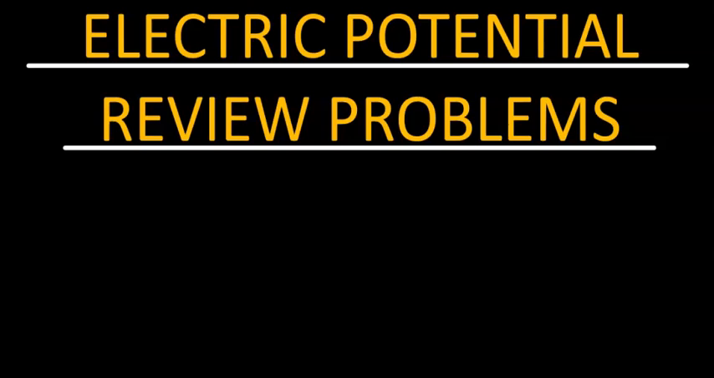In this video, we shall look at a few review problems associated with electric potential. Problem 1. What potential difference is needed to stop a proton having an initial speed of 4 times 10 to the power 5 meter per second?